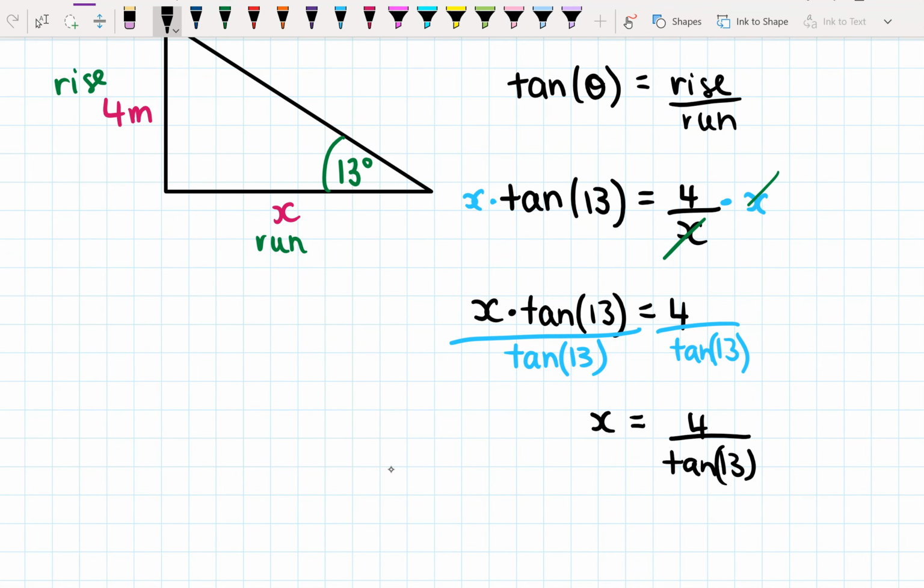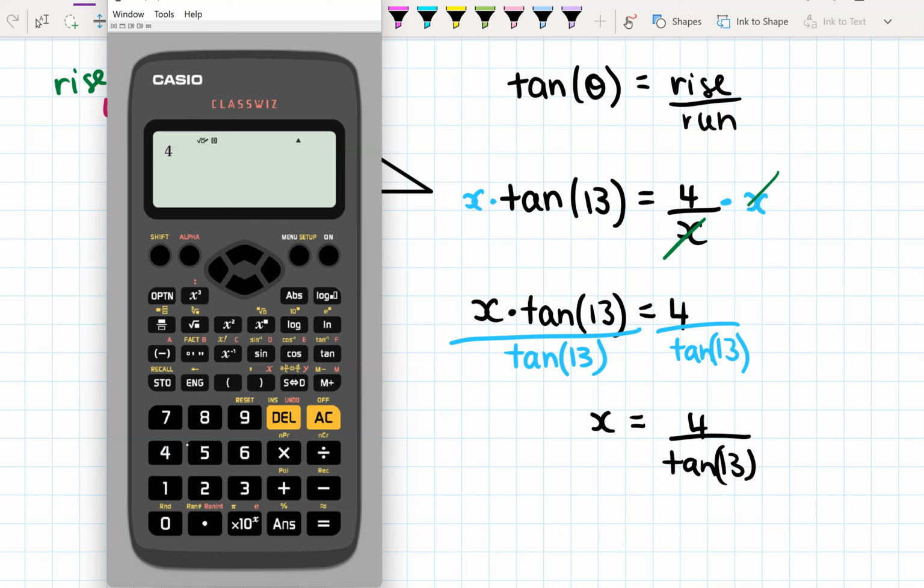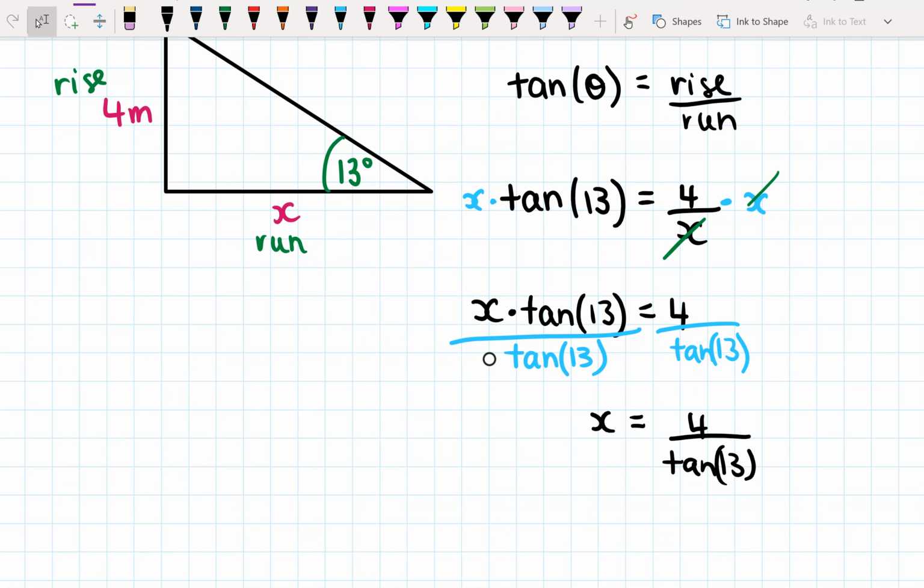Okay, if we plug that in our calculator, 4, and in this one I have a fraction button. If you have a calculator like this, you can use the fraction button and put tan 13 in like this. Okay, if you don't have this calculator, you don't have that fraction button, you can just do 4 divided by, but make sure you put it in brackets, tan 13. Without the brackets, it's also fine. But again, you want to be in the habit, if you're going to use the divide symbol, of putting the denominator in brackets. Okay, and then we get 17.33. So x is approximately equal to 17.33, and the units are, again, meters.